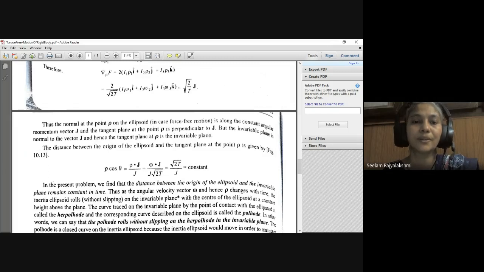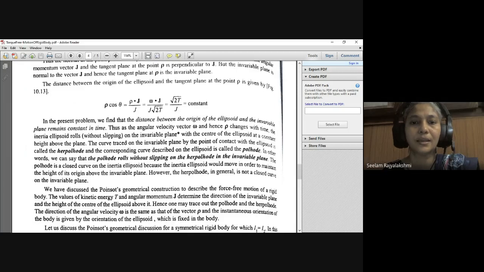The distance between the origin of the ellipsoid and the tangent plane at the point rho is given by rho cos theta equals rho dot J by J. So rho equals omega by root of 2T, and here omega dot J is nothing but 2T. If we substitute omega dot J as 2T and cancel, we obtain root of 2T by J, which is a constant.